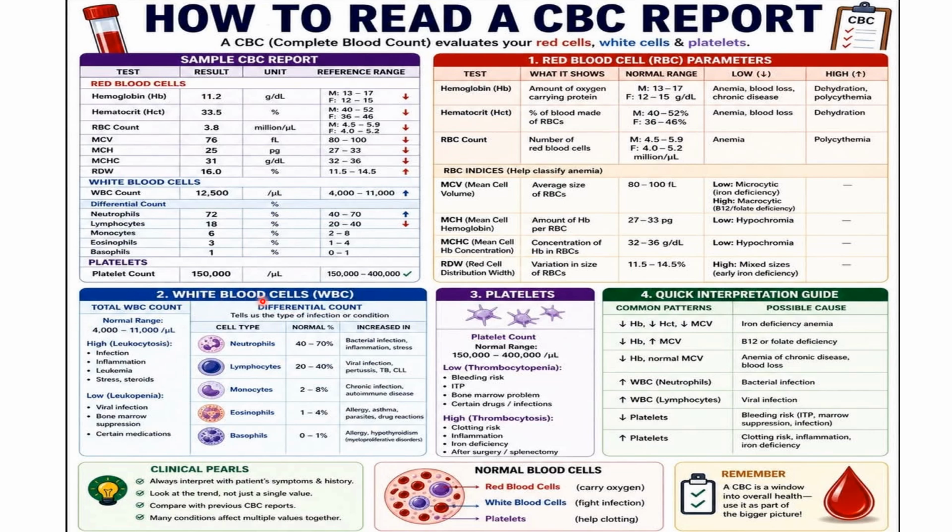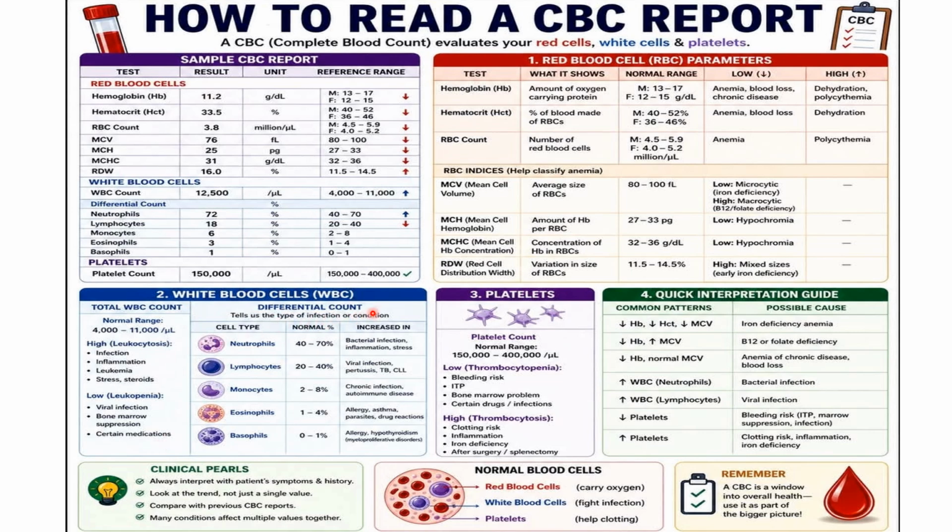Next comes the WBCs or white blood cells. Under this, the first test is total WBC count. Normal range is between 4,000 to 11,000 per microliter. A high value of WBC, called leukocytosis, may be indicative of infection, inflammation, leukemia, stress, steroids. Next is low value of WBC, which is known as leukopenia. It shows viral infection, bone marrow suppression or certain medications.